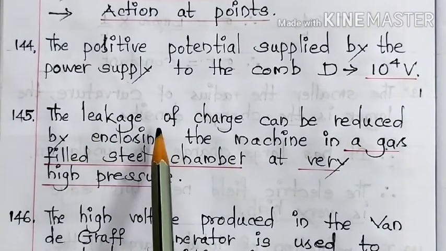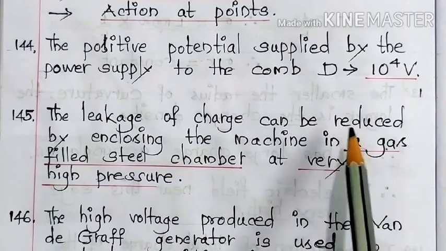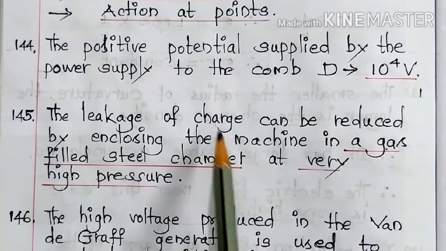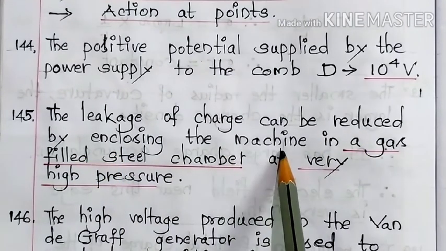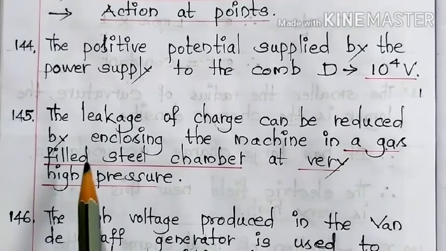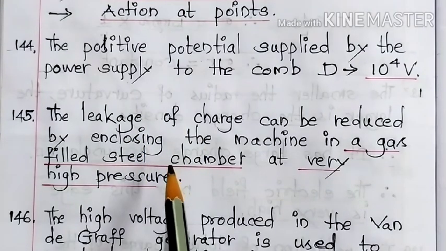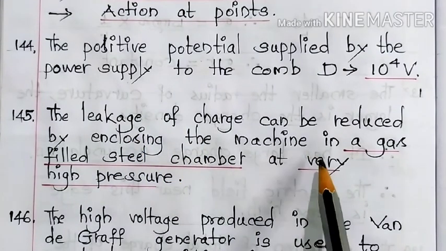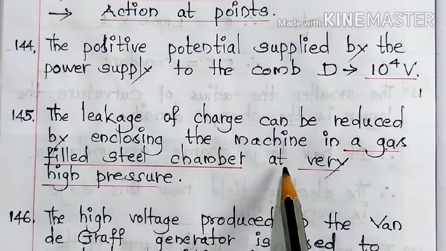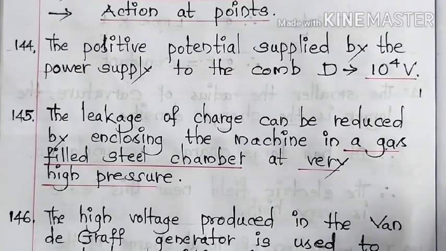The leakage of charge can be reduced by enclosing the machine, that is the Van de Graaff generator, in a gas filled steel chamber. So the entire machine is enclosed in a gas filled steel chamber at very high pressure.